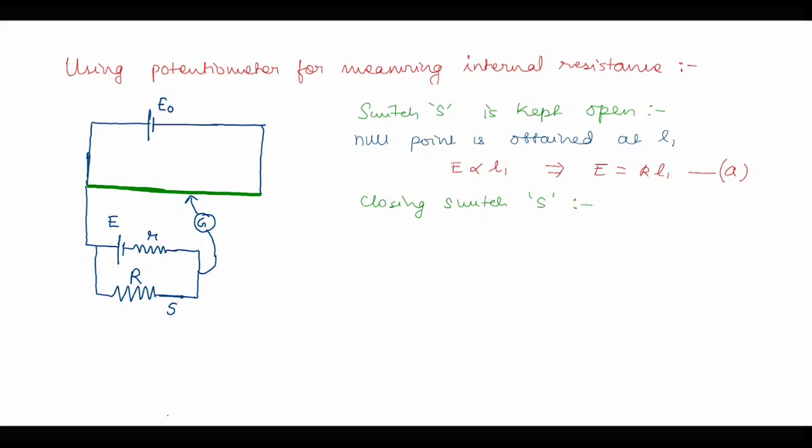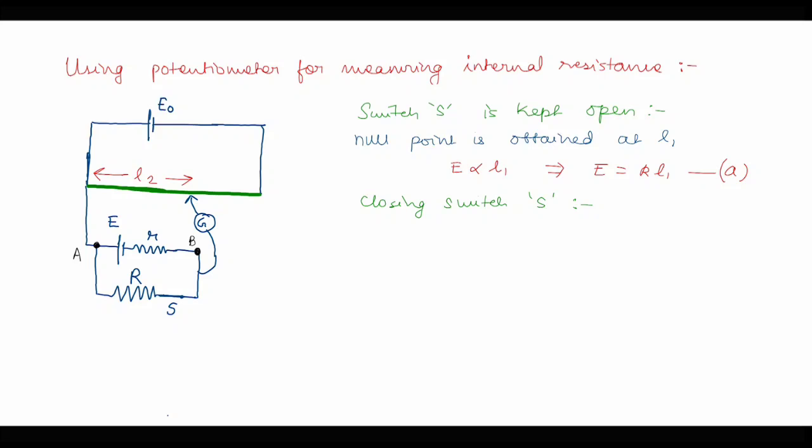So on closing switch S, what is going to happen? We are saying that the balance point is obtained at the L2 mark. But now the potential difference which is responsible for L2 is not the EMF E of the battery, but the terminal voltage across these two positions, which I am referring to as A and B. So the terminal voltage across AB is responsible for the null point L2.